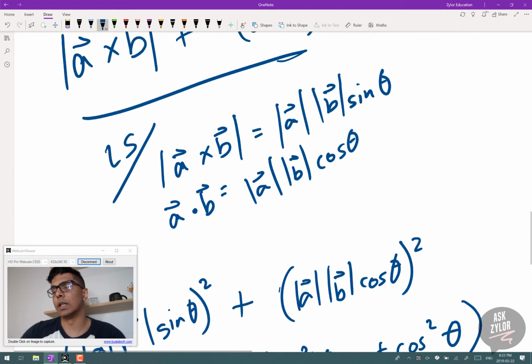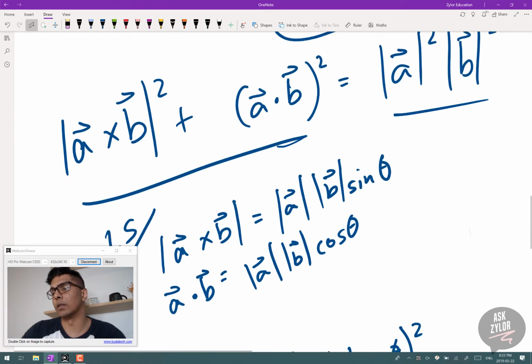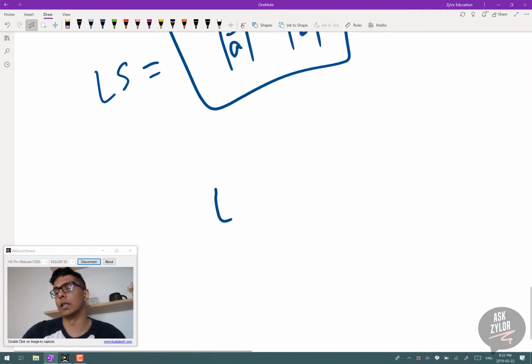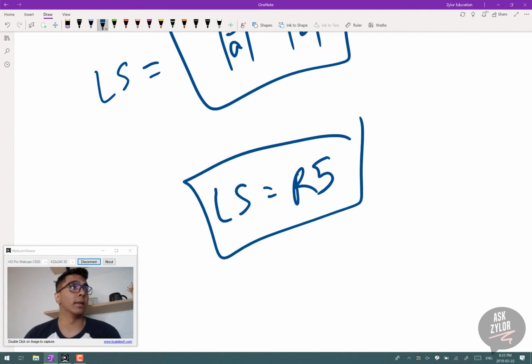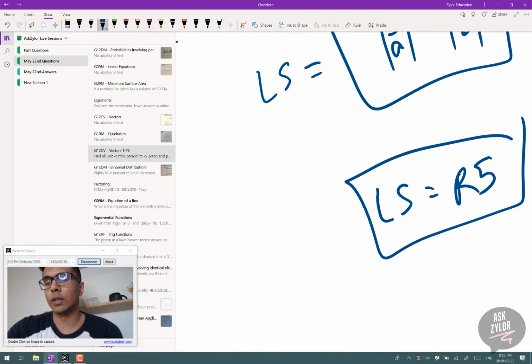So let's check the right side again. My right side is just the product of the magnitudes squared, so my left side is equal to the right side, so I proved my identity. Okay, so let's move on to the next question.